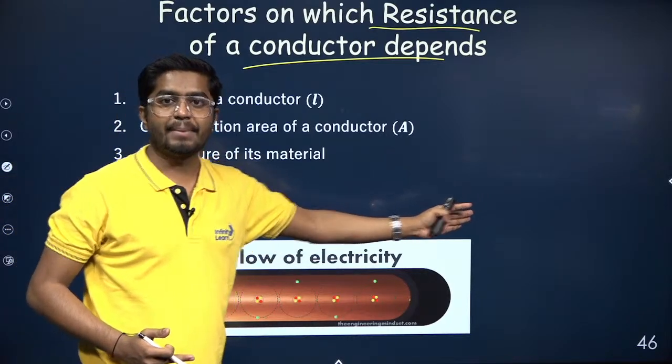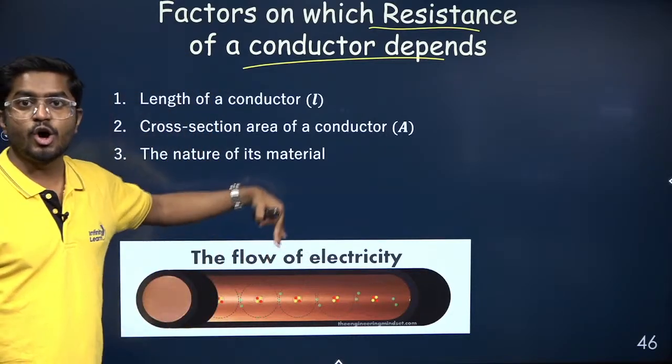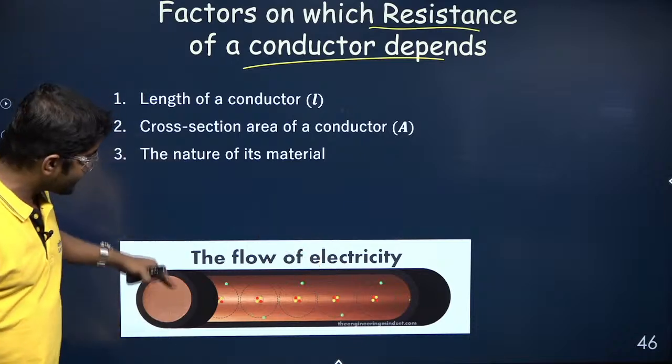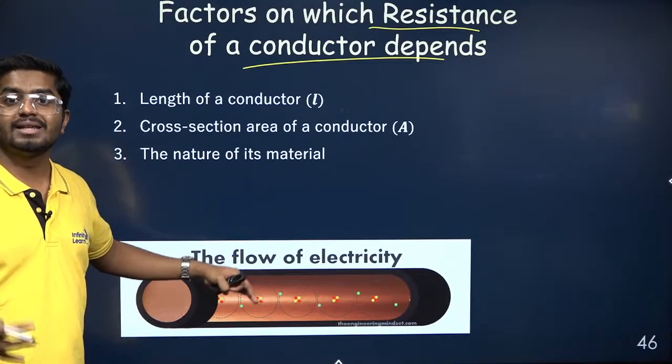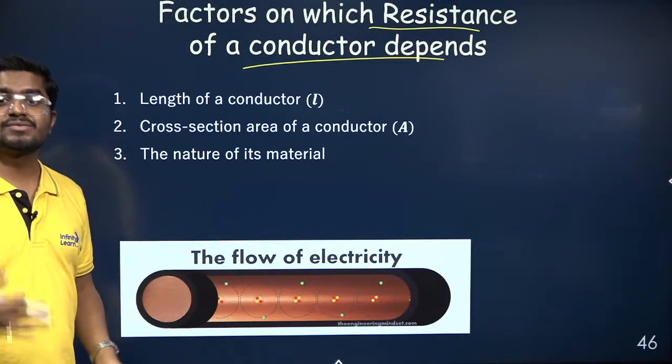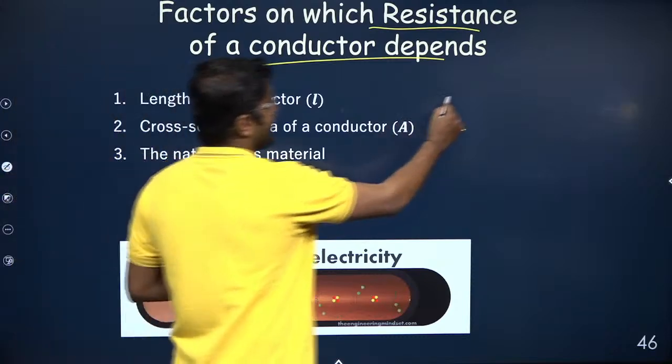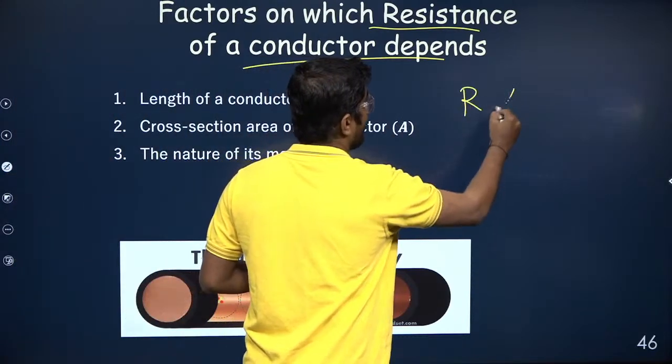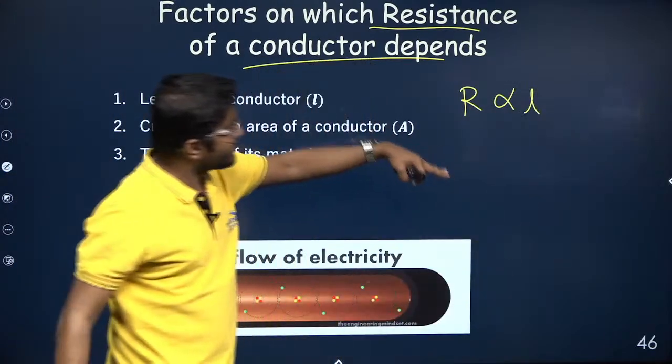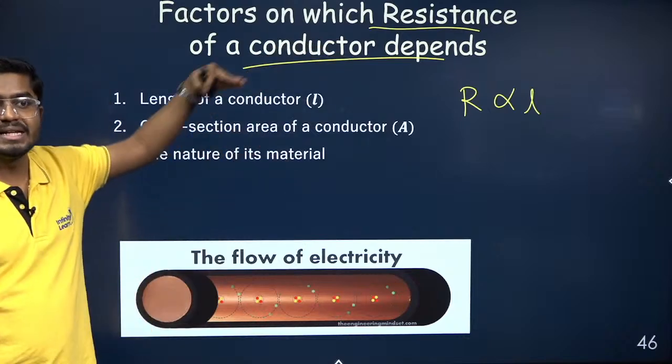So if you increase the length of this conductor, what will happen? There will be a lot of atoms, a lot of electrons. So this electron will collide with a lot of other atoms. So resistance will increase. So we can say resistance is proportional to the length. When you increase the length, resistance will increase.